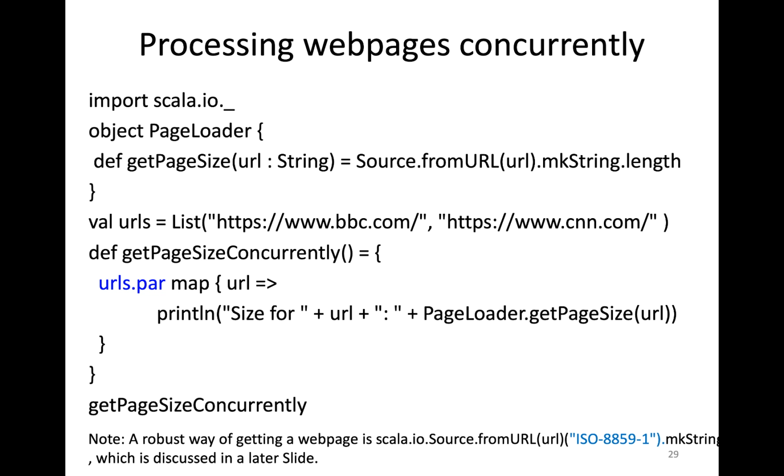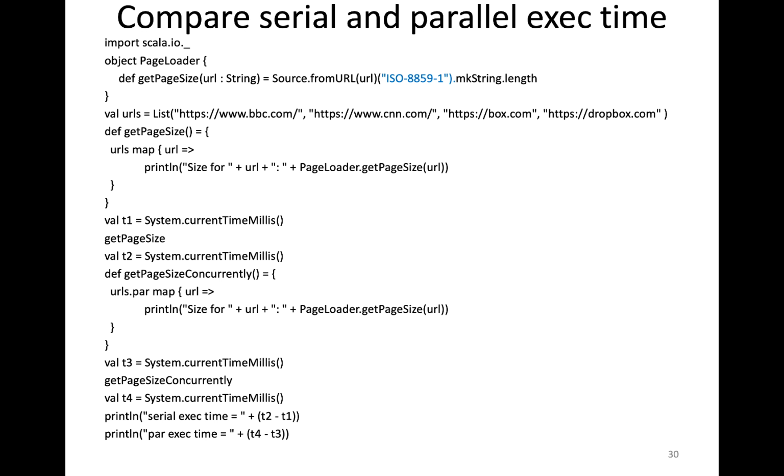I think it's okay to skip, not to show the code. Maybe this one I will run. Here we want to compare this sort of web page handling computation, one in serial fashion, one in parallel fashion. In particular, there are 4 pages, and first let me understand serial computation, T2 minus T1. So T2 is here.